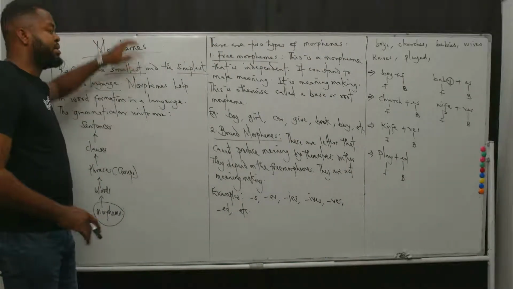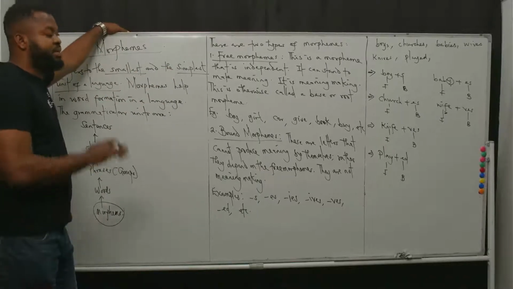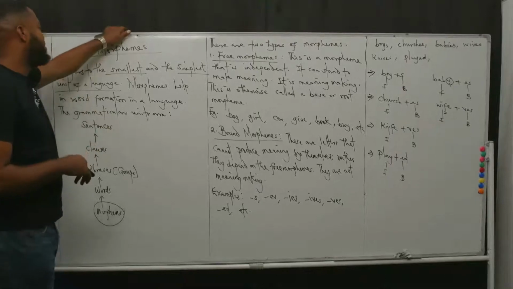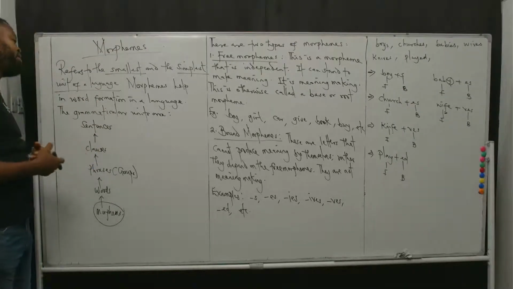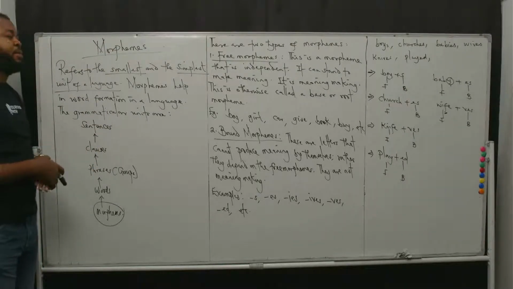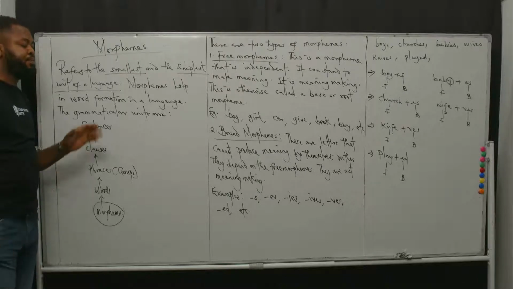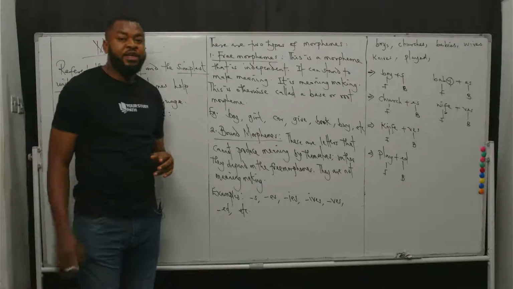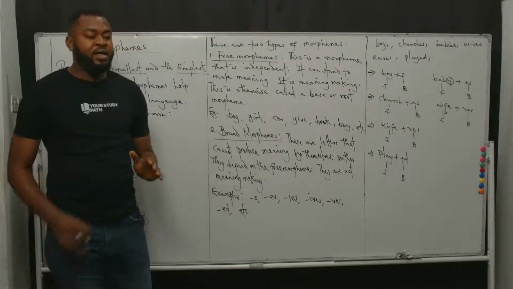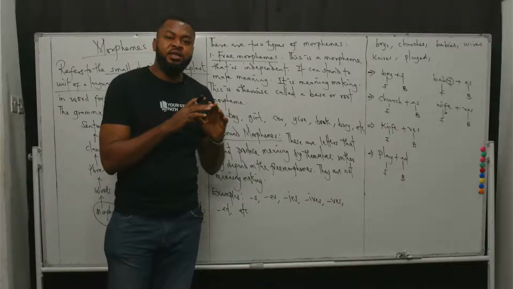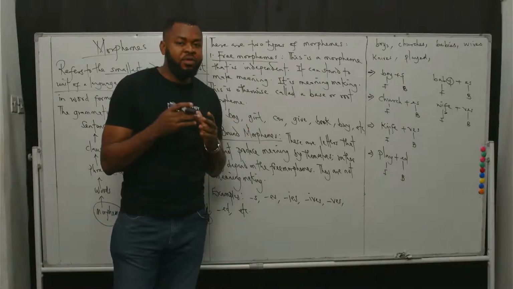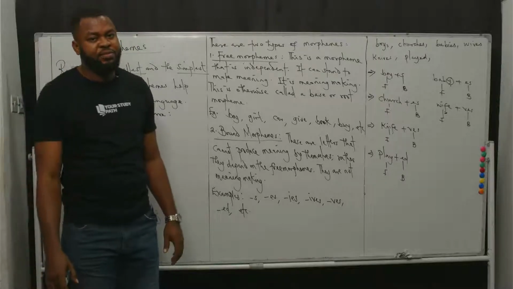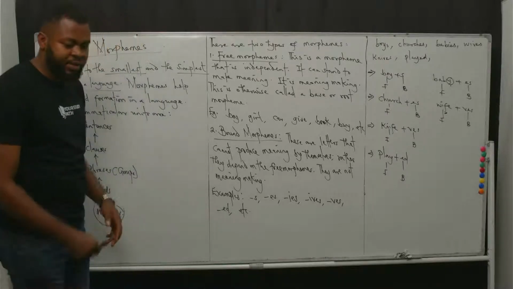So this is the basic explanation to both free and bound morphemes. Okay. Now, the bound morphemes can be subdivided into two, and these are the derivative morphemes and the inflectionary morphemes. Now let's take a look at that.